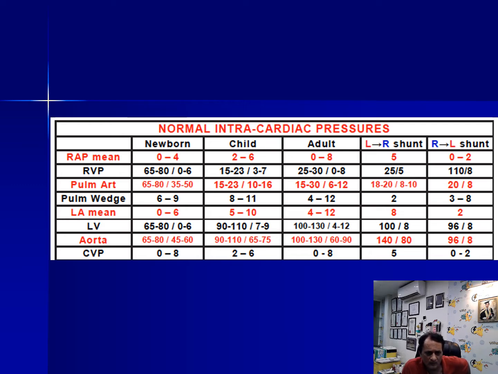I put this slide just to remember the normal RA pressure in a child, which is 2 to 6. You can also see the LA pressure is 5 to 10, the systemic pressure is around 90 systolic and 65 diastolic, and CVP is normally 2 to 6 in a child. So these are the normal intracardiac pressures.